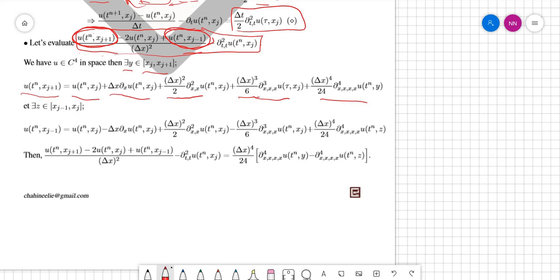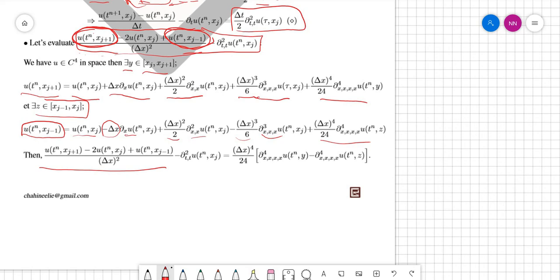So we will expand u(t_n, x_{j-1}) over the interval x_{j-1}, x_j. So it's like we are doing a backward Taylor expansion. It will be the value of the function at the point x_j, with a step size of minus delta x times the derivative, second order times the second derivative, third order times the third derivative, and the fourth. Okay, and we combine everybody. So this is what we obtain.